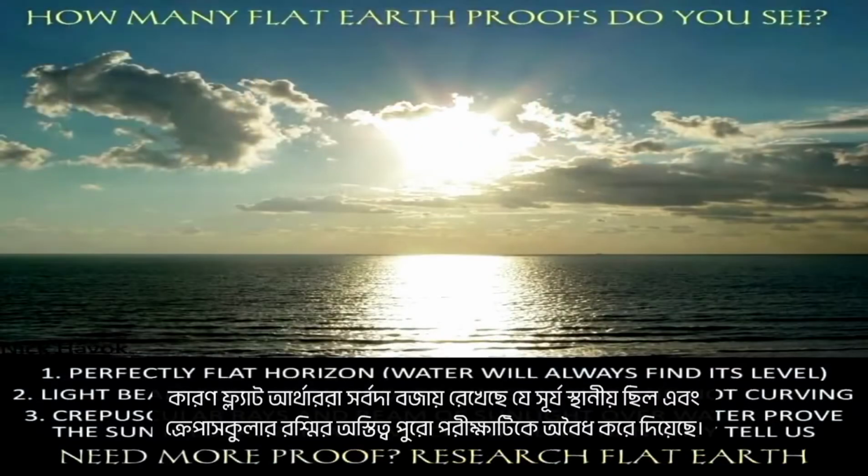Therefore, if globe believers wish to be honest, they must admit it is their faulty assumption that only a distant sun with parallel rays could produce such results, which has led to their faulty conclusion of a curved Earth. Because flat earthers have always maintained that the sun was local, and the very existence of crepuscular rays render the entire experiment invalid.